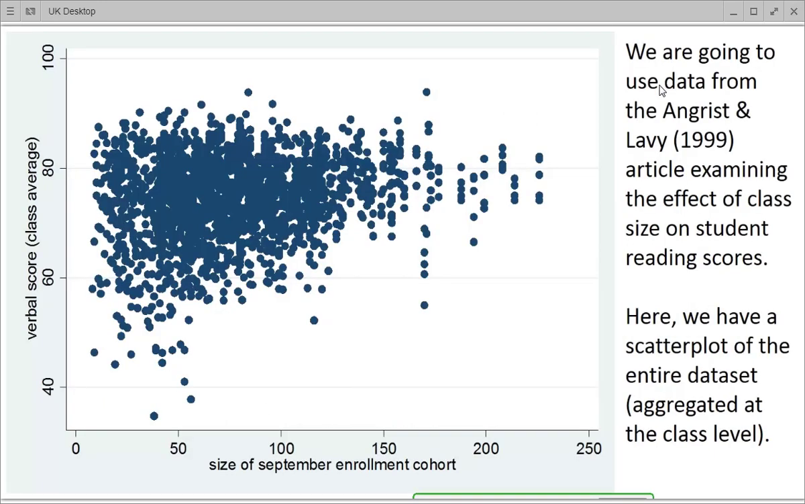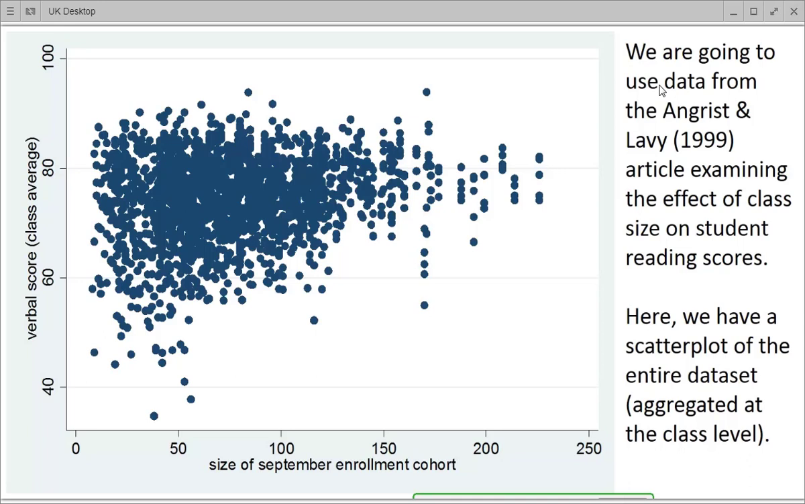So what we're going to use today to illustrate this example is data from the Angrist and Lavy paper looking at the effect of class size on student reading scores. Now, in front of you, we've got a plot of the entire data set. So these are all of the different school classrooms that the researchers took a look at.